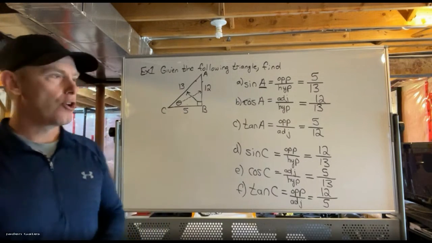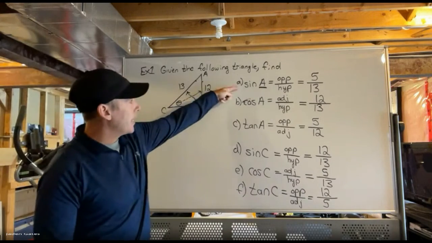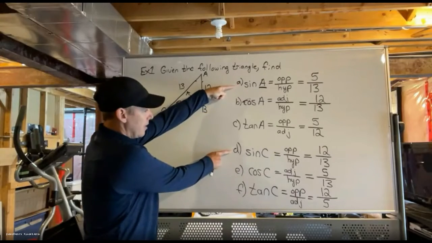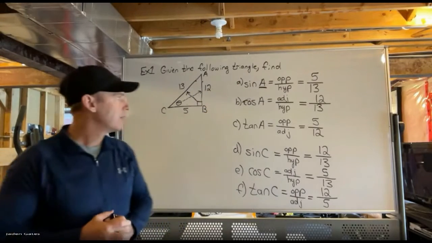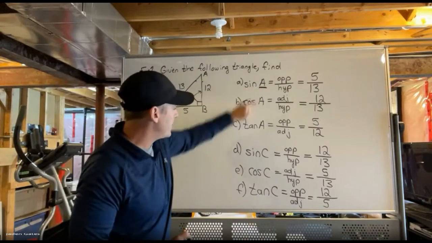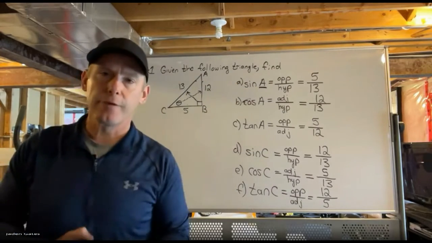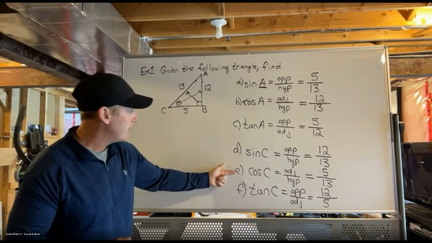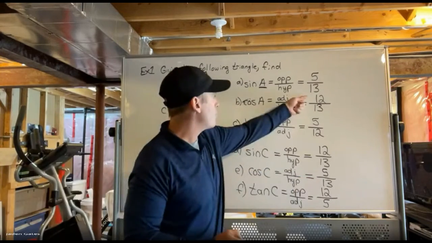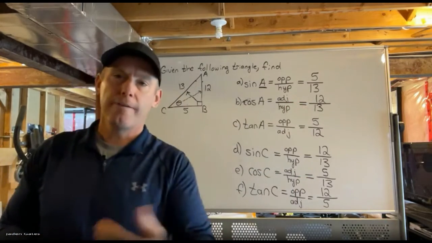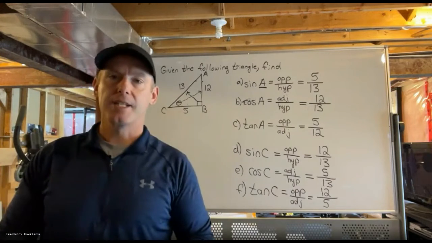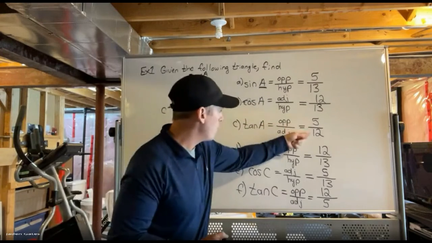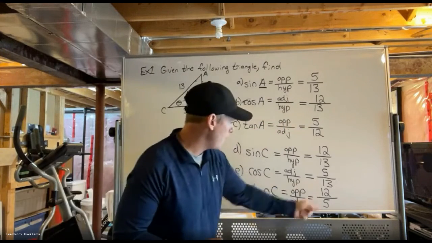Now, something I want you to notice. Look at sine A, which is 5 divided by 13, and sine C, which is 12 divided by 13. So because we're looking from a different angle, we get a different fraction. The same thing with cos A and cos C. 5 divided by 13, 12 divided by 13. We're looking from a different angle, so we're getting a different fraction. Same thing with tan. 5 over 12, tan A, and tan C, 12 over 5.